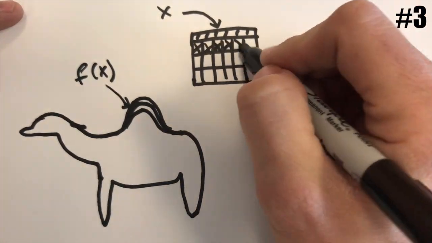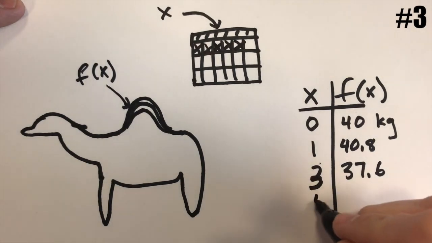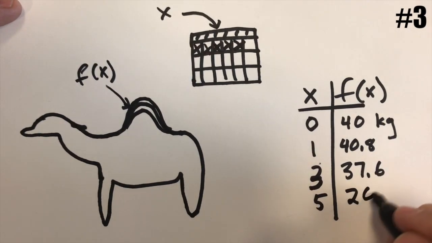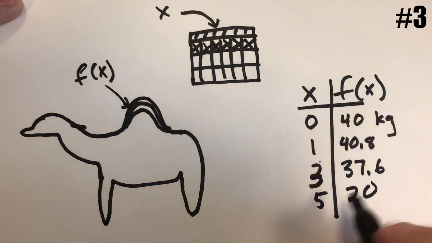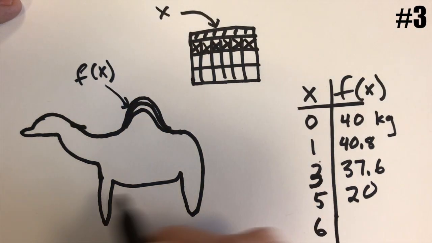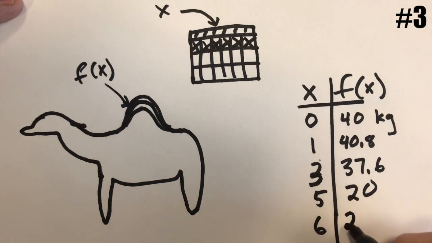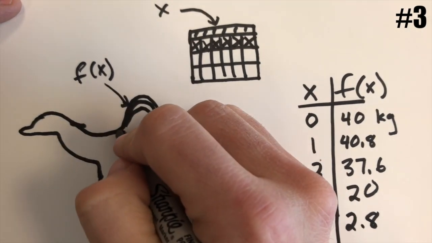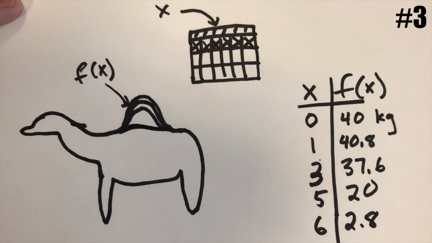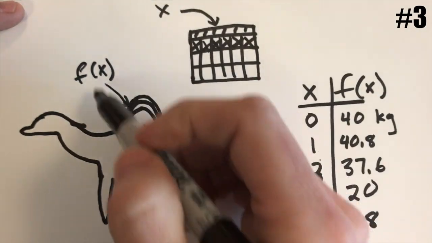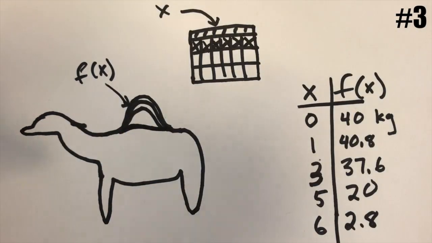Now 2 more days, still no eating or very little eating. After 5 days, he's at 20. And after 6 full days, he's really had to rely on those deposits to survive, or at least stay energized. He's down to 2.8. So this hump, by the end of the 6th day, is really almost non-existent. So again, if x is the number of days, and f of x is the mass of the hump.